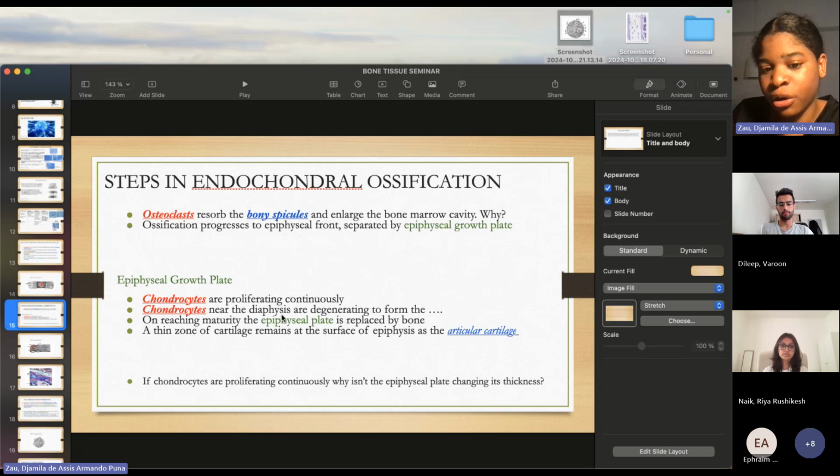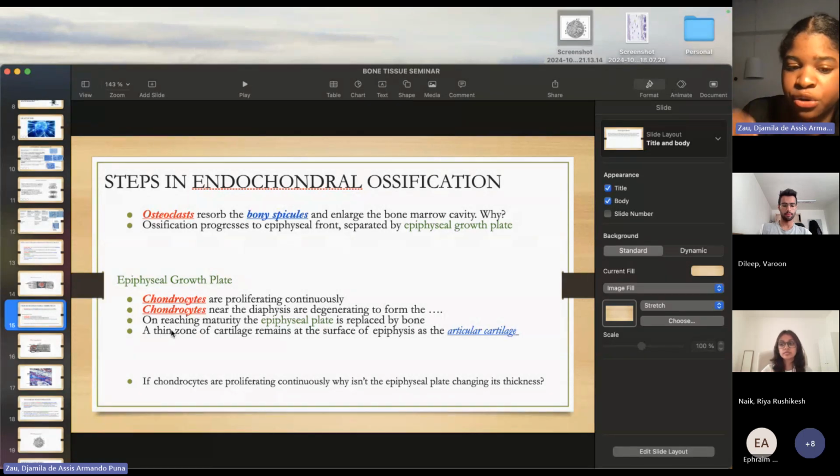And as they reach the epiphyseal parts, it's essentially going to be replaced by bone. And this is just something that you guys should know. It's not something that's very important, but just know that a thin zone of cartilage is going to remain at the surface of the epiphysis, and this is known as articular cartilage.